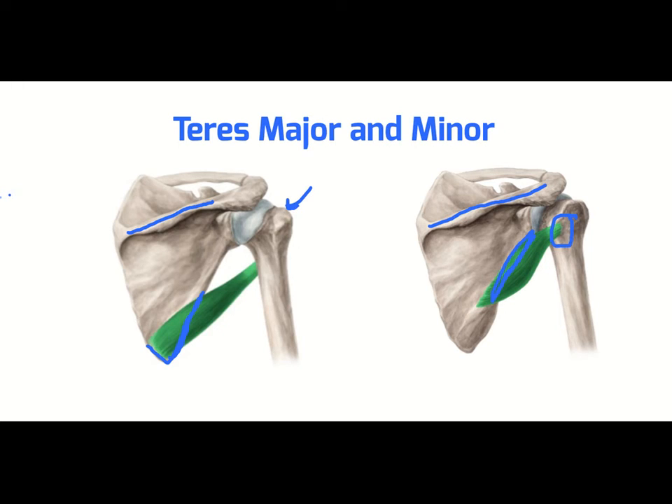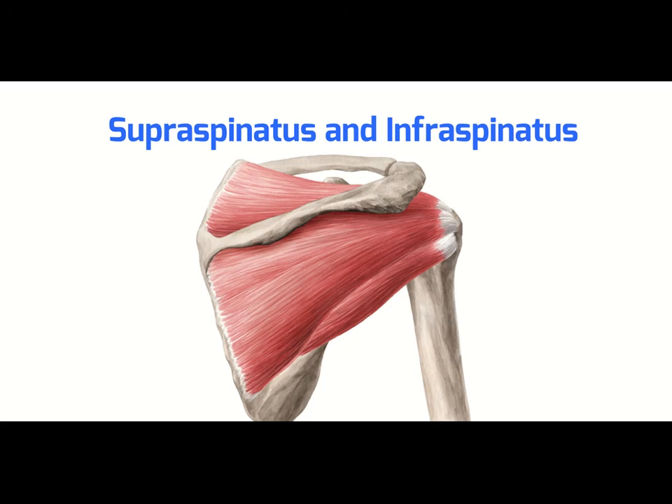Teres minor is a portion of the rotator cuff. So we're going to talk about the rotator cuff, the rest of those muscles on the next slide, but we also consider teres minor to be a portion of the rotator cuff. Two other muscles of the rotator cuff are the supraspinatus and the infraspinatus. Again, looking at the posterior side because here's the spine. The area above that was called our supraspinous fossa, and the area below the infraspinous fossa.